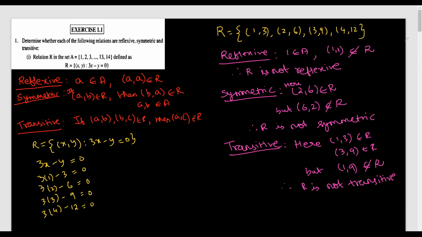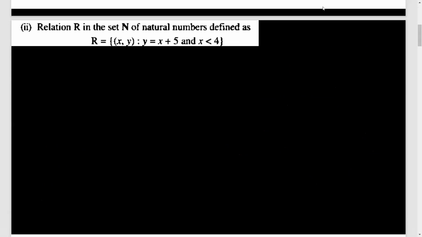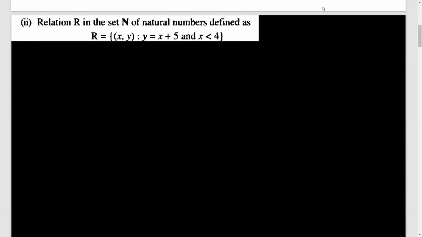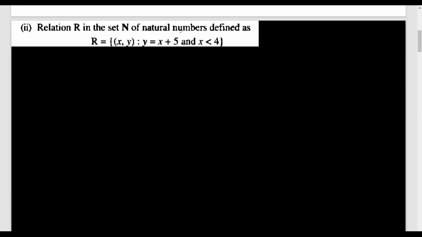I hope it will be clear. We'll move on to the next question. If you want to note down, just pause the screen and note down. Question number 2, or sorry, subdivision 2. We have relation R in the set N of natural numbers defined as R equals (x, y) such that y is equal to x plus 5 and x is less than 4. So list down the proper ordered pairs.